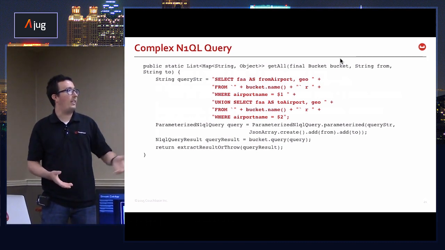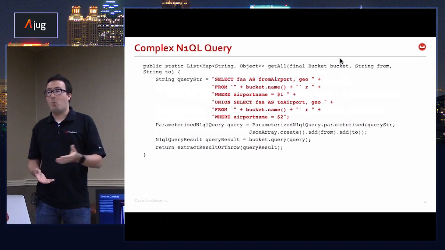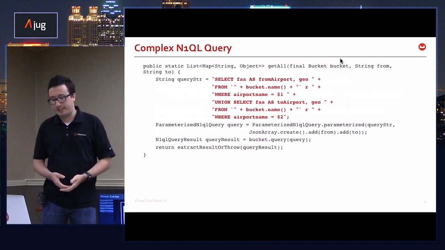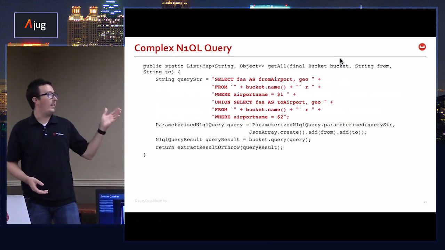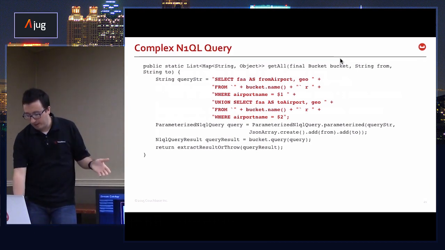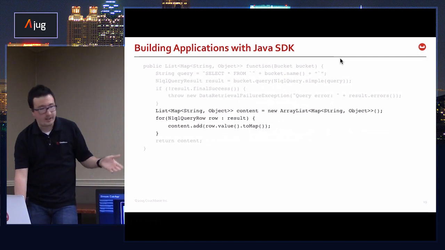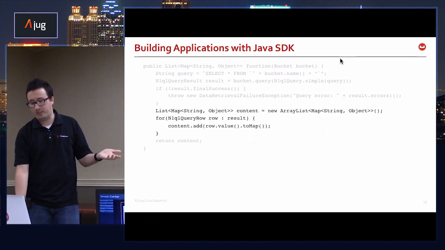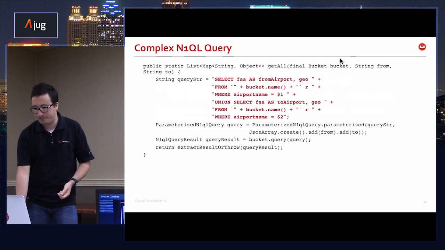The JSON array is each parameter in order. In this case, we're doing a from and a to value, which are strings. We run this query, and let's say that extract result or throw is the function right here from the previous slide. I've just reduced my code a little bit, so let's just assume it's that.